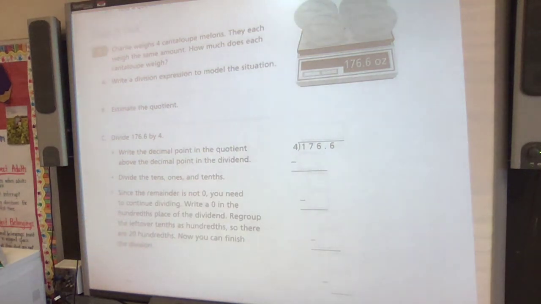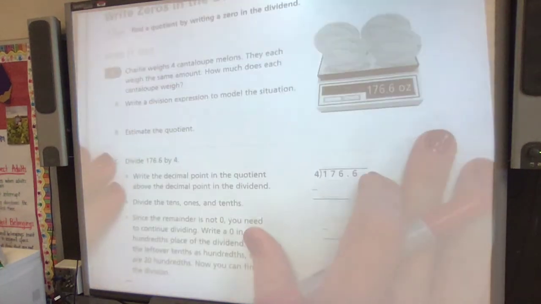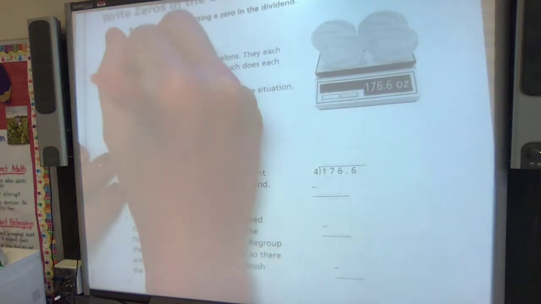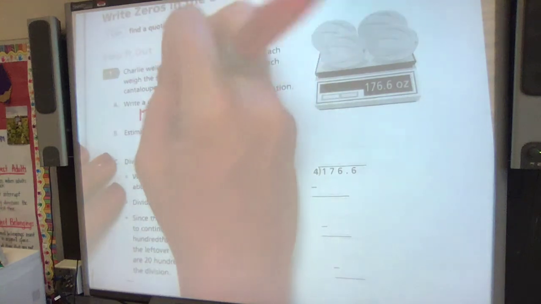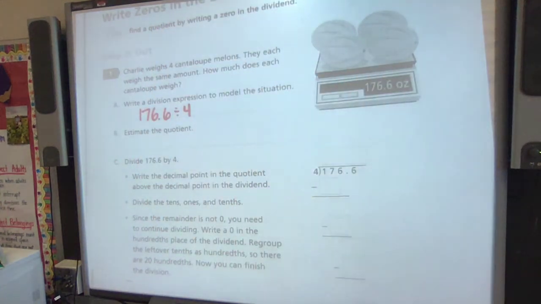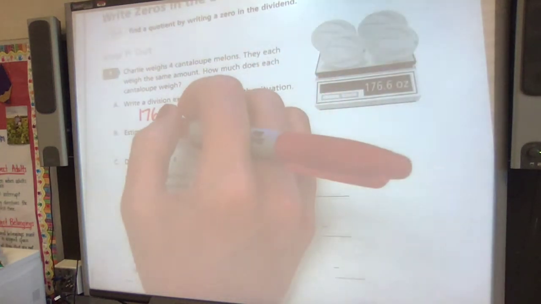So we're going to write a division expression to model. Remember, an expression is just a number sentence without an equal sign. So we would write 176 and 6/10 divided by 4, because I want to know what one of them is. All right, let's think about estimating it.